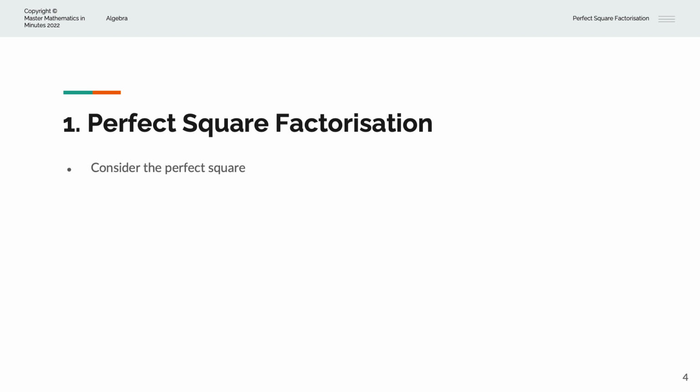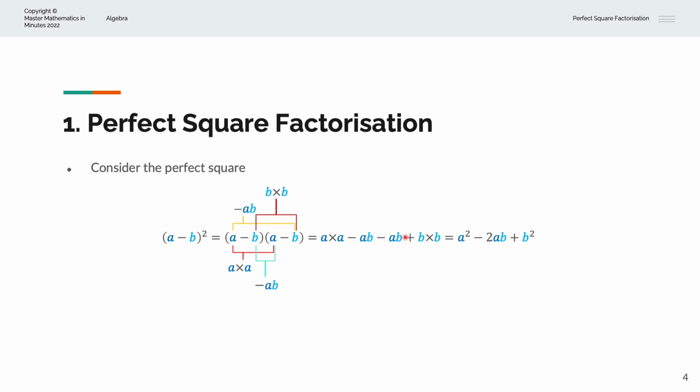Let's consider a different perfect square, (a minus b) squared. We can rewrite this as (a minus b) multiplied by (a minus b). So with a multiplied by a as the first term, minus ab as the second term, minus ab as the third term, and b multiplied by b as the fourth term, that simplifies to a squared minus 2ab plus b squared.